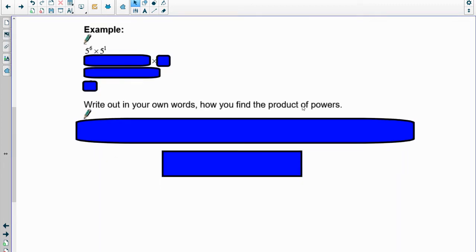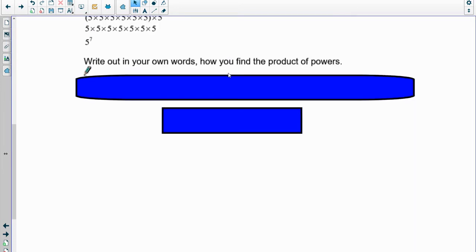Okay, I want you to try this one. 5 to the 6 times 5 to the 1. So pause the recording and do it. Alright, now we have 5 to the 6, which is 5 times itself 6 times. We have 5 to the 1, which is 5 by itself, because there's only 1 there. When you take all of this together and you remove all the brackets, you'll notice we have 1, 2, 3, 4, 5, 6, 7 of them. So this becomes 5 to the power of 7.